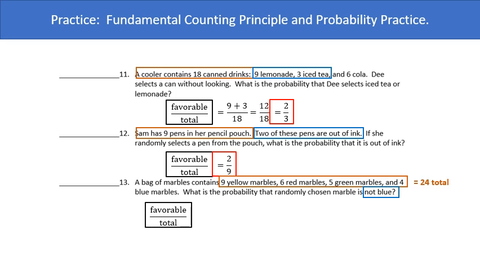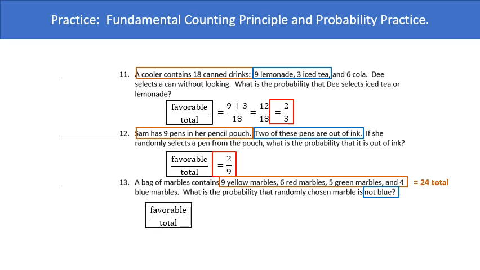Probability is always the number of favorable outcomes over the total outcomes. Okay, so how many total marbles are there? It says a bag of marbles contains 9 yellow marbles, 6 red marbles, 5 green marbles, and 4 blue marbles. What is the probability that a randomly chosen marble is not blue? Okay, so this is a great question. If I add that up, 9 plus 6 plus 5 plus 4, I see there are 24 total marbles. All right, so that's my denominator. Now, what's the probability that they are not blue?